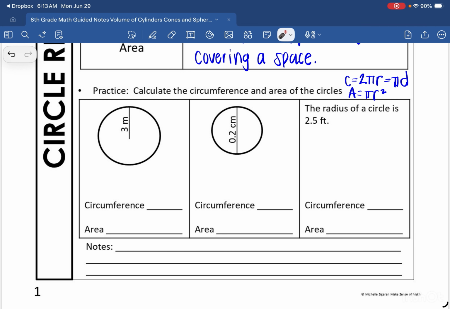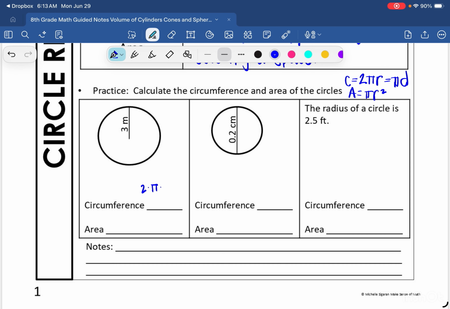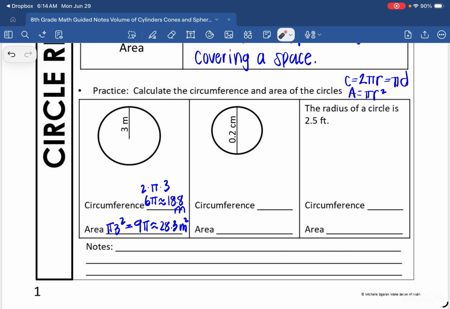The circumference of this first circle with the radius of 3 meters would be 2 times pi times the radius, which equals 6 pi, which is about 18.8 meters. The area is pi times the radius squared, or pi times 3 squared, which equals 9 pi, which is about 28.3 meters squared.